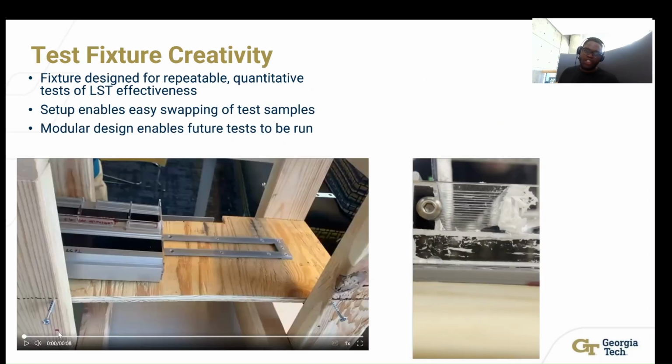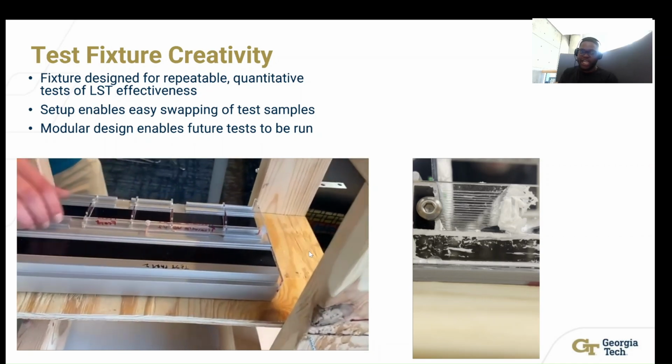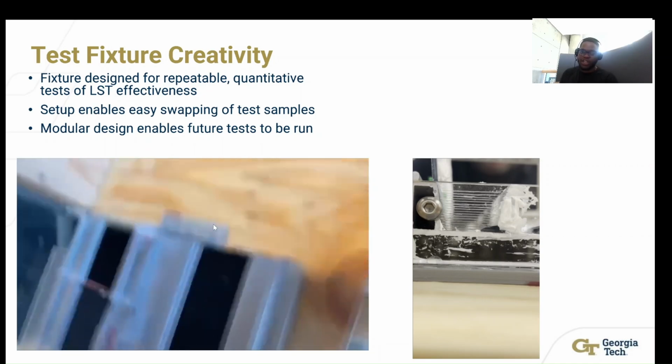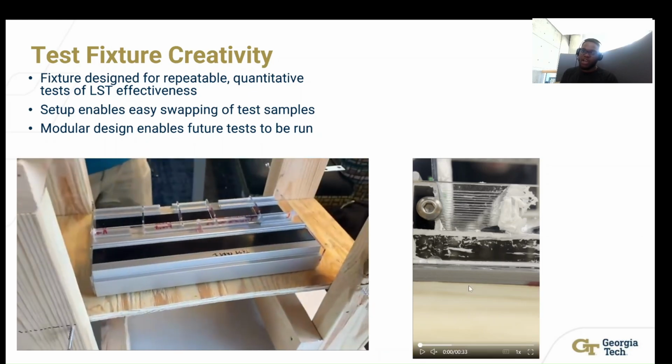All right. So as I mentioned previously, our test fixture was designed so that it could be easily replicated with each of the different samples. So here we have one sample going in and going out. You can see how easily it slides in, and we did this through the use of the T-slots, which we designed and attached to the fixture, and the sample could come out very easily as well. We also designed our experiment to be very modular so that we can enable future tests if needed, and Conair can also conduct future tests.